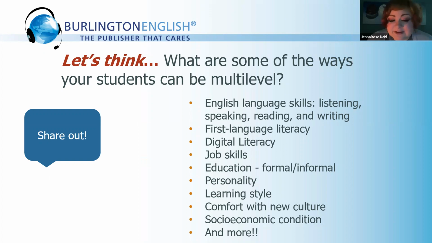You might have folks who have different job skills or professions. They might have a formal or informal education. There are differences in personality, in learning style, whether they're more visual, or whether they need to take time. There's so many ways we can all be different. Again, things like comfort with their new culture, comfort with their classmates, socioeconomic condition. This list is definitely not exhaustive, but the important thing is, if you have more than one student in your class, you have a multi-level class. Everyone brings so many differences and backgrounds to their education.